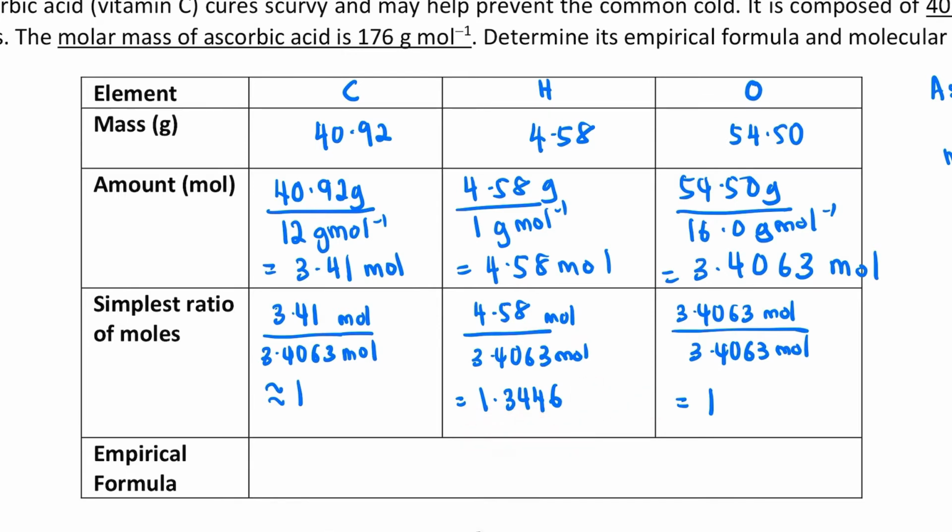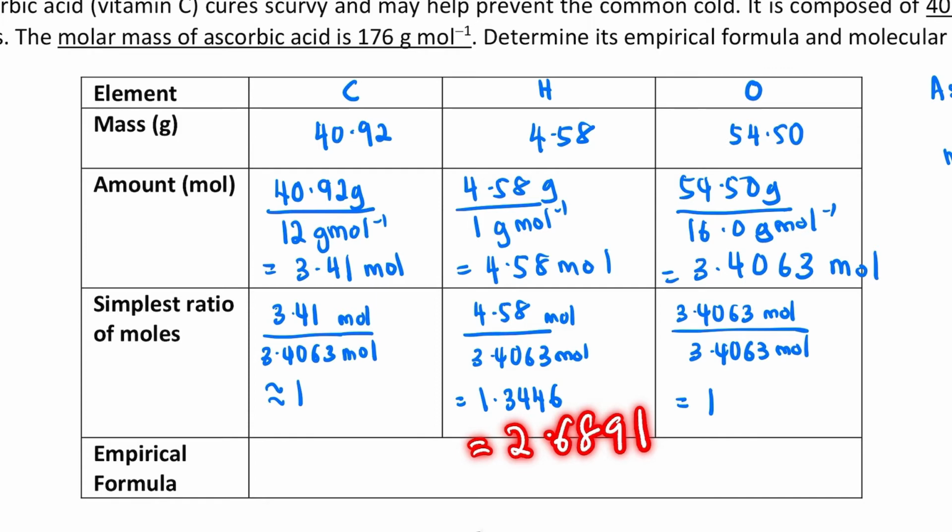So you need to do trial and error. Let's say I want to multiply this by 2. I need to press my calculator. 1.3446 times 2, I will get 2.6891. 2.6891 is still considered far from 3. Round off to 3 also cannot, and round off to 2 also cannot.